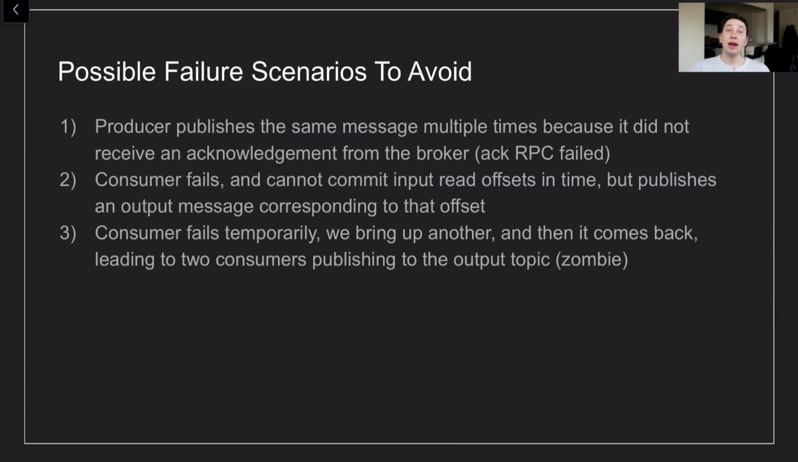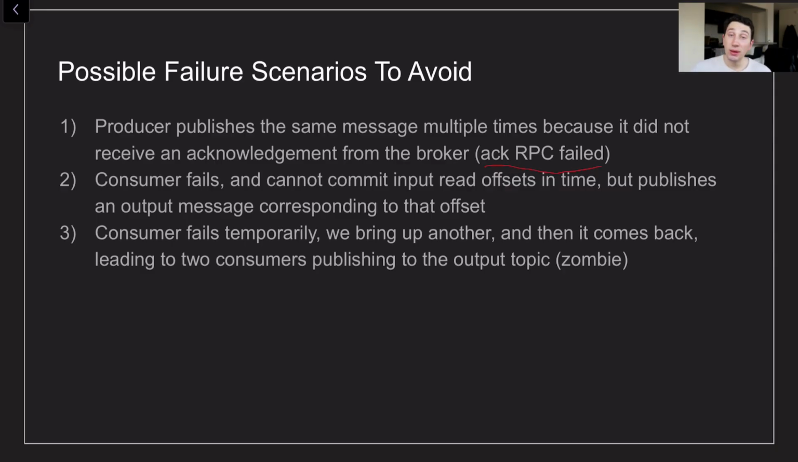Okay. So now we're going to talk about some failure scenarios, right? Even though we kind of implicitly mentioned these already, let's make them a little bit more explicit and then talk about how transactions are going to solve all of them. Number one is just that a producer can publish the same message multiple times to a broker. Maybe the broker tries to acknowledge a message, but it fails, and now a producer publishes it twice by accident. So that's what happens when the acknowledge RPC fails back to the producer.